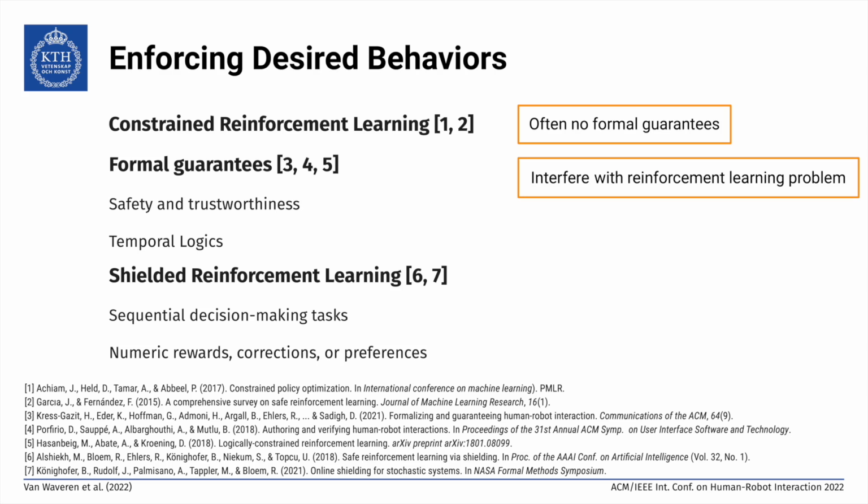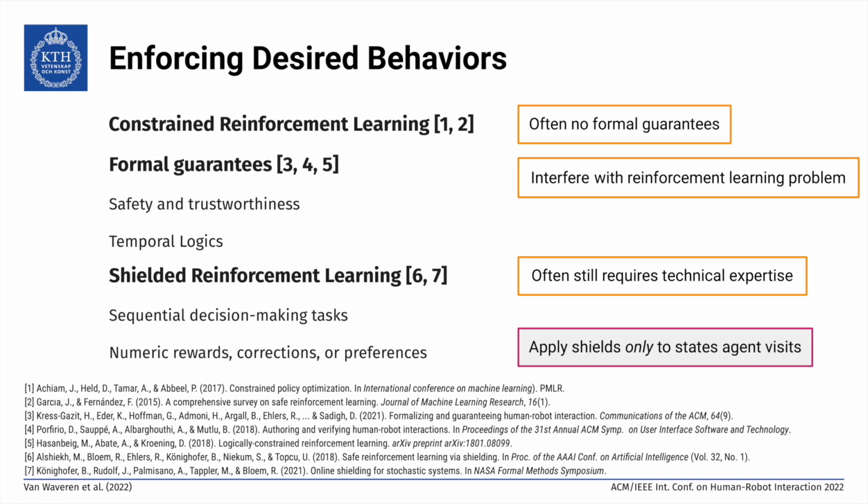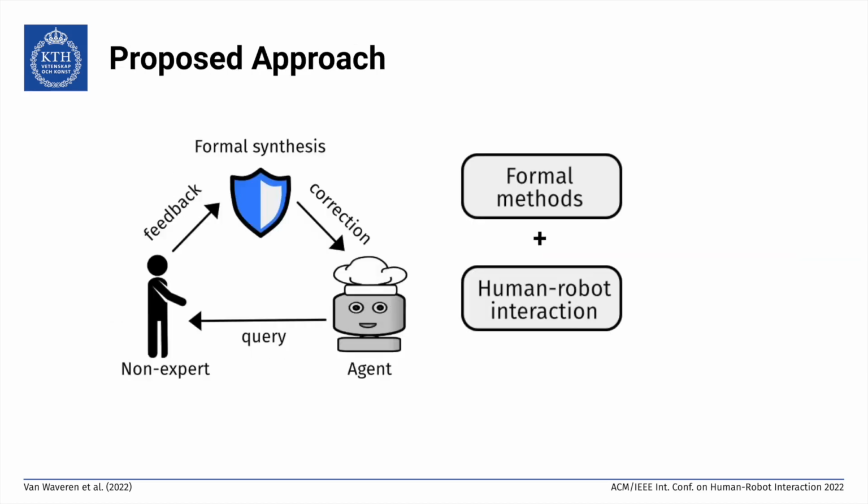Shields can be constructed from temporal logic specifications to define a set of constraints. However, experts are often required to construct these specifications or to turn them into shields, and often an automaton with all possible states needs to be constructed to conduct safety checks. Instead, we apply shields only to the states the agent actually visits, which reduces computational complexity.